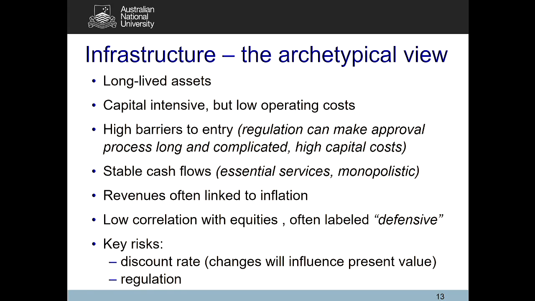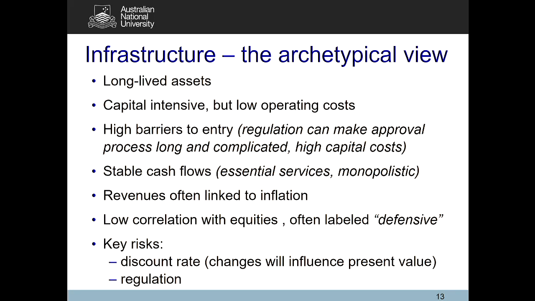I'm going to use the example of a toll road to illustrate the archetypal view of infrastructure, because that's one of the first things people think of when they think of infrastructure as an asset class and why it can be so attractive. So the first thing people think about is that they are long-lived assets. So you take a toll road. If you build a toll road, you might have the right to operate it for the next 100 years, which again is why it's quite attractive to superannuation funds, because they also have a long time frame.